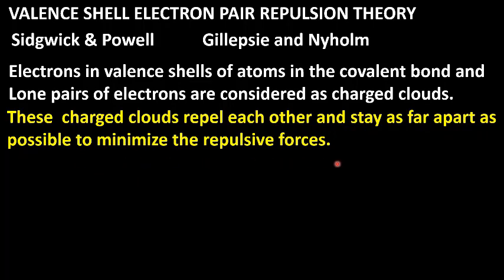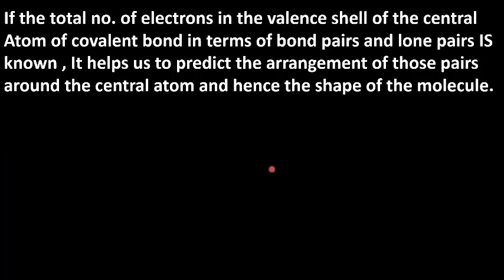We know that electrons repel each other. If they repel, the stability becomes less. Therefore, the electrons in the atom try to stay away from each other so that the repulsive forces become minimum.